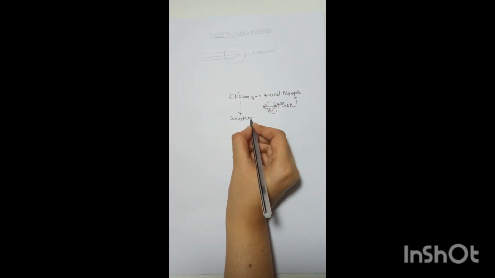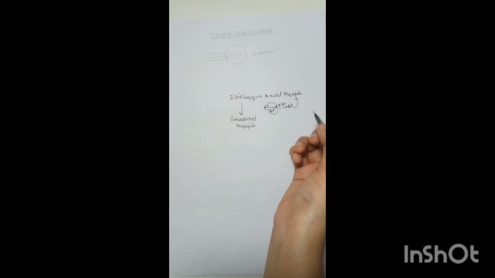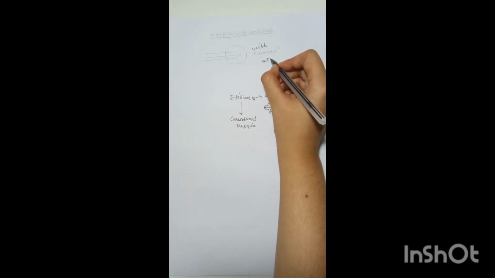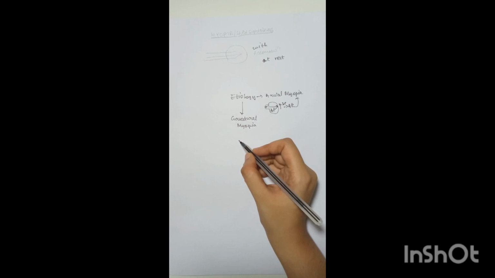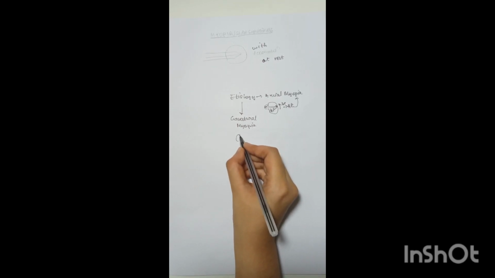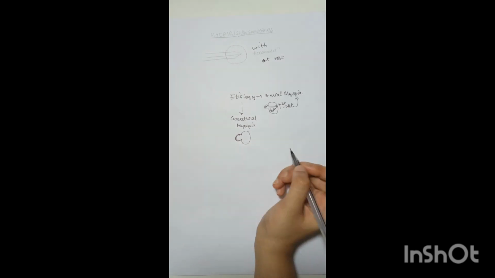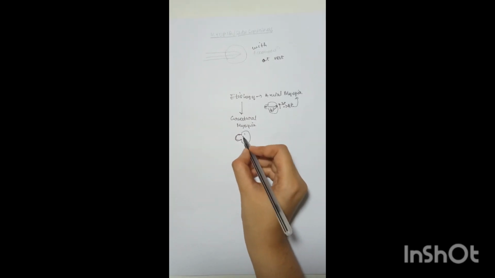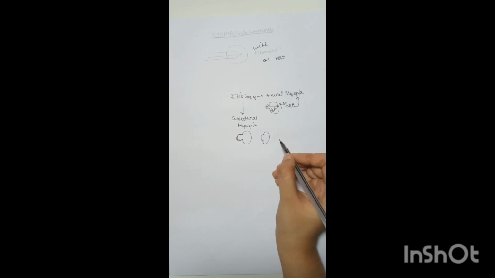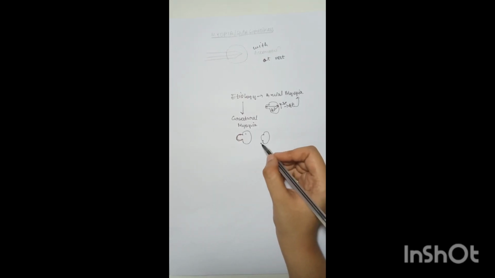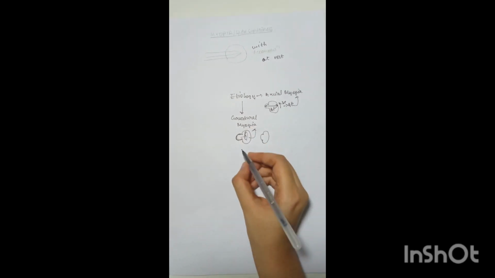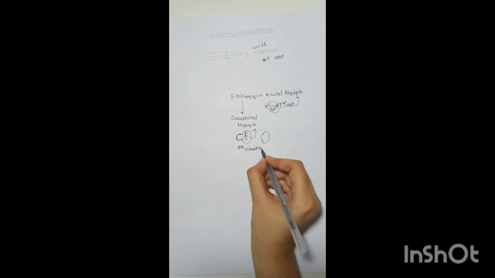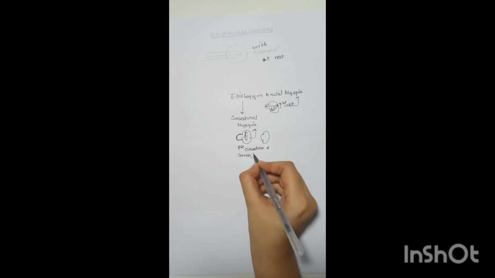If there is an increase in anterior-posterior length of the eyeball, it causes axial myopia. And the second etiology is curvatural myopia. It is due to increased curvature. The normal curvature of the cornea should be like this, and an increase in curvature of the cornea, lens or both causes curvatural myopia.